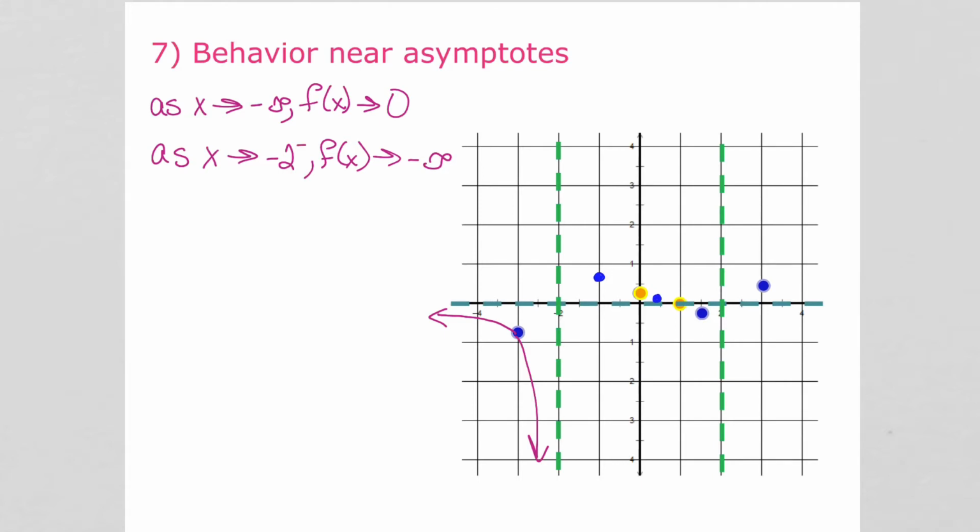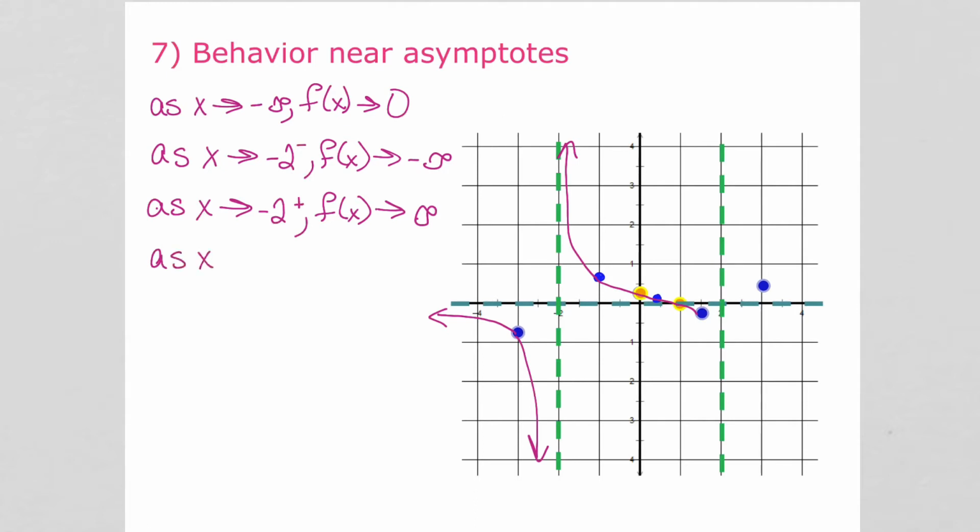Okay, as x approaches that asymptote negative 2 from the right, well, we've got this stuff going on in here. We're not going to turn and go down. It's going to have to go up from there. Why are we not going down? Because there's not an x-intercept there. So up to infinity.